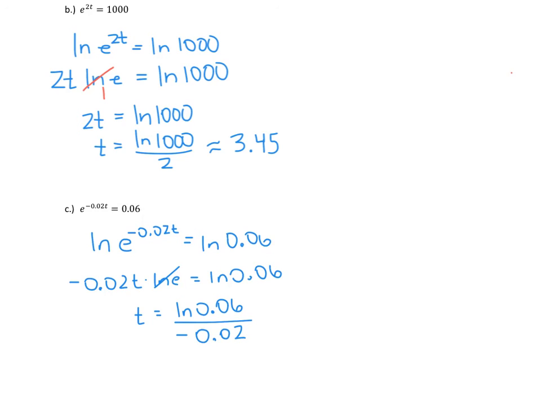That is the exact answer for t. If we want a decimal approximation, plug that in the calculator. We have natural log of 0.06 divided by a negative 0.02, and we get 140.67 rounded to 2 decimal places.